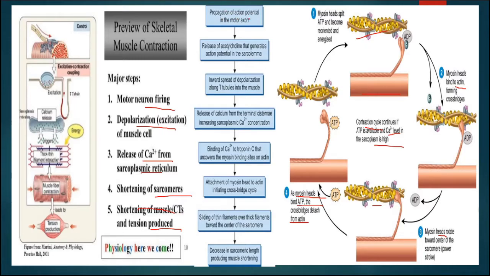That is propagation of the action potential in the motor axon, then the release of acetylcholine that generates an action potential in the sarcolemma, that is the membrane of the cell, then inward spread of the depolarization along the T tubule into the muscle. As a result, calcium will be released from the sarcoplasmic reticulum and this calcium will bind to the troponin of the thin filament, which uncovers the myosin binding site on actin. Now, the myosin head will attach to the actin and the cross bridge cycle will be completed, and due to this the thin filament slides over the thick filament toward the center of the sarcomere. All these result in decrease in sarcomere length, producing muscle shortening, that is the muscle will become short and now again it will come back to the proper position.